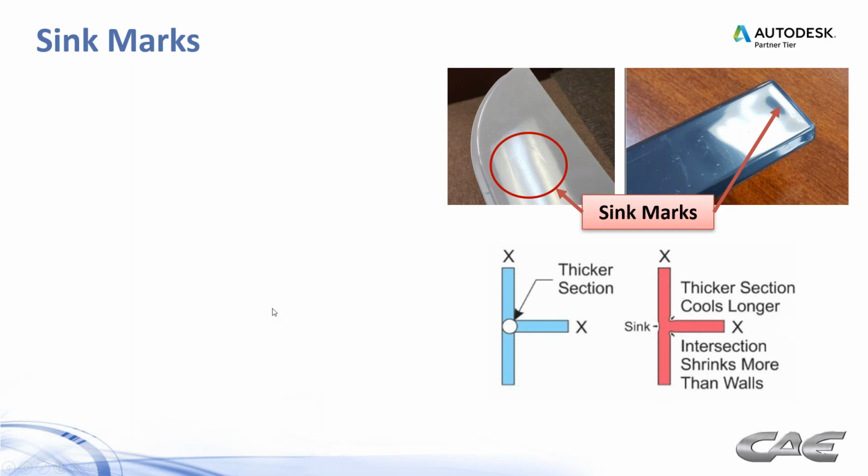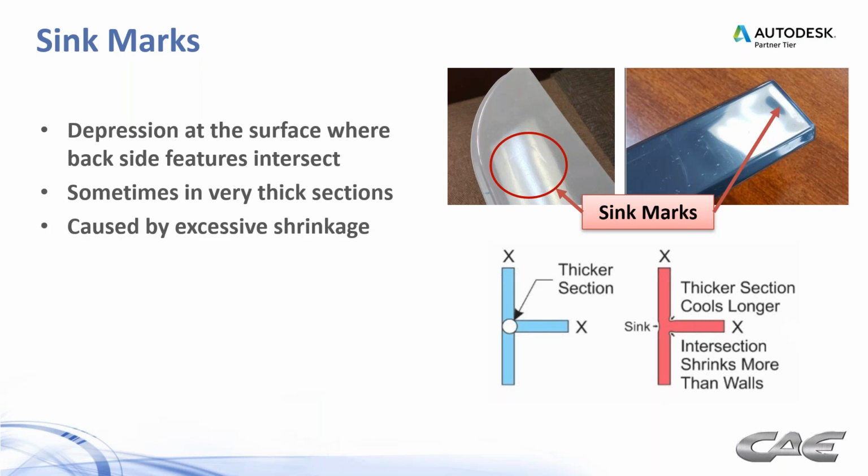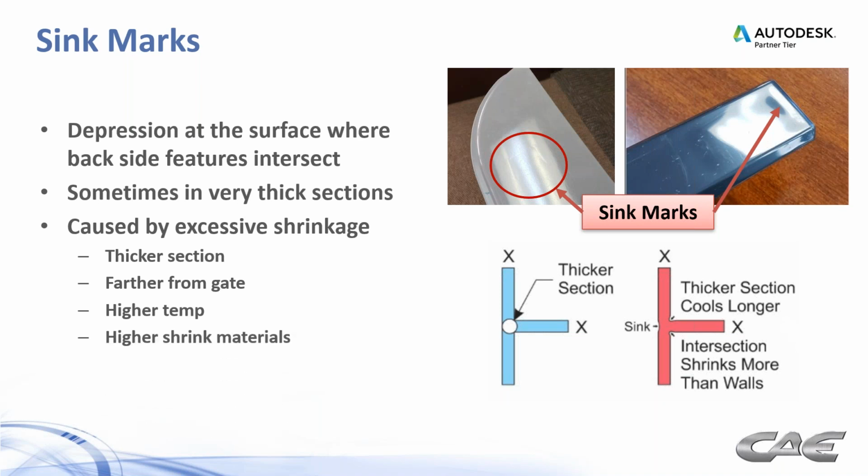So this is a big one. It's a depression at the surface where the backside features intersect. Sometimes it happens in very thick sections where there's not an intersection on the backside. This is caused by excessive shrinkage. That's essentially what a sink mark is. Usually in thicker sections, farther from the gate, forming at higher temperatures perhaps, so cooling can play a role in that as well. Higher shrink materials, of course, are more susceptible to this phenomenon as well.